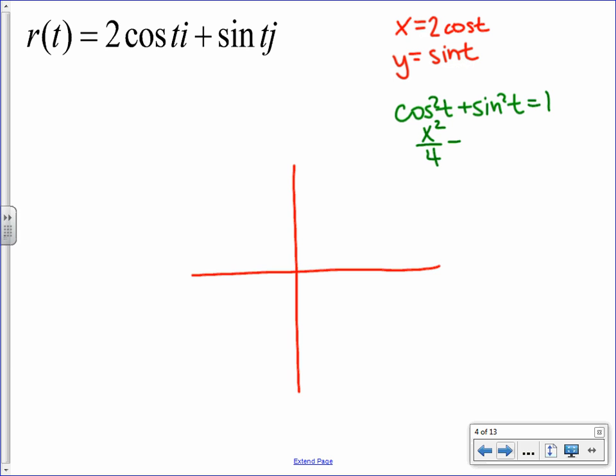Plus y squared over 1. So what do we have? Horizontally, we're going to move from the center 2, 1. What? Wait, sorry, 2. 2. And vertically? 1.